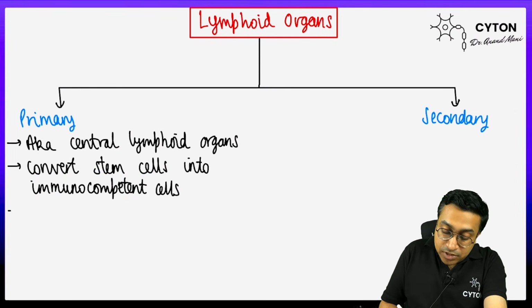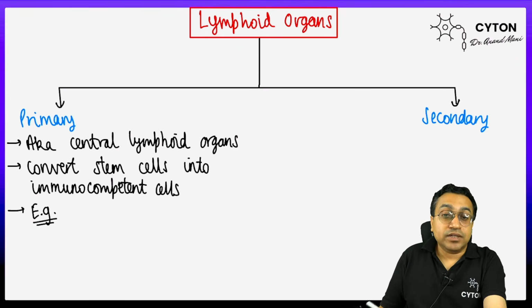So examples, classically viva में examples ही पूछते हैं, that is the thymus and the bone marrow.